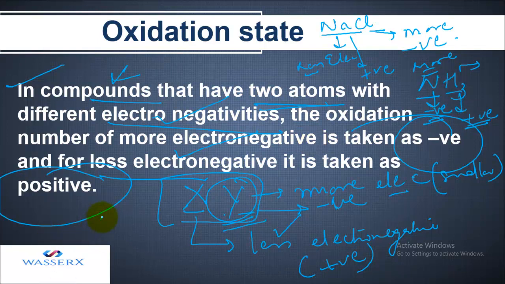Likewise, we can make for H2O. Both are non-metals, but oxygen has more electronegativity. So in this case, oxygen is going to be negative and hydrogen is going to be positive. So likewise, depending upon their electronegativities, we can make out that out of two non-metals in a compound, which will possess negative oxidation state and which will possess positive oxidation state.